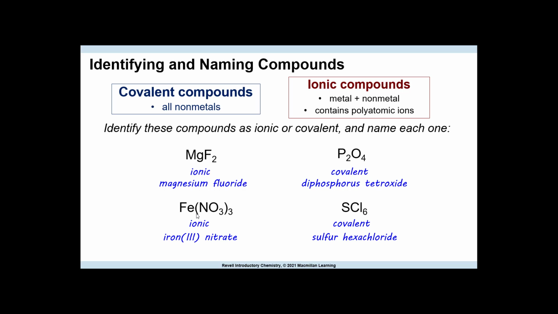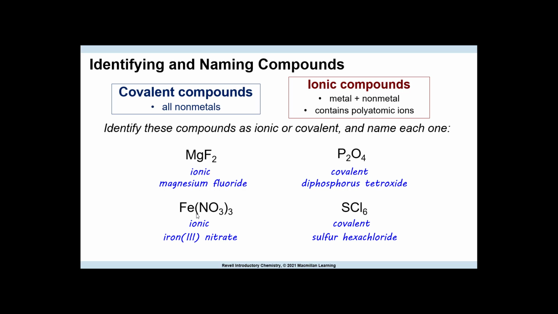Now we look at this bottom one, which is Fe, in parentheses we have nitrate. This contains a polyatomic ion, the nitrate ion. It is an ionic compound, and we name this iron(III) nitrate. Atoms like iron have multiple cations, different charge states. We name the charge in the parentheses after which charge state it is. And remember, there's no space in between the parentheses.